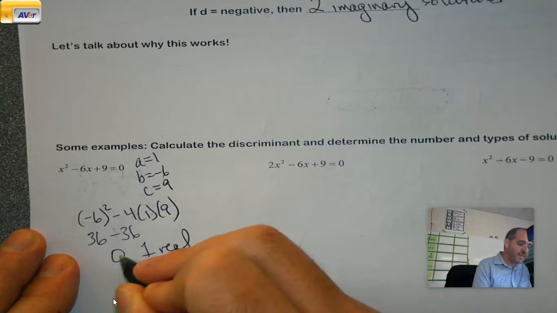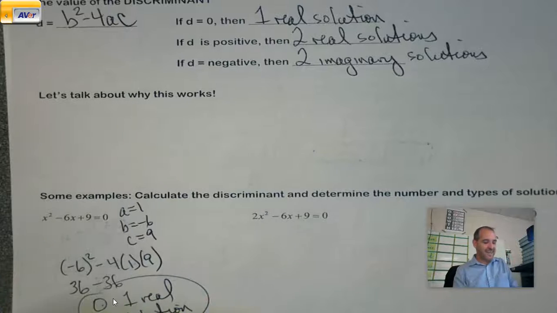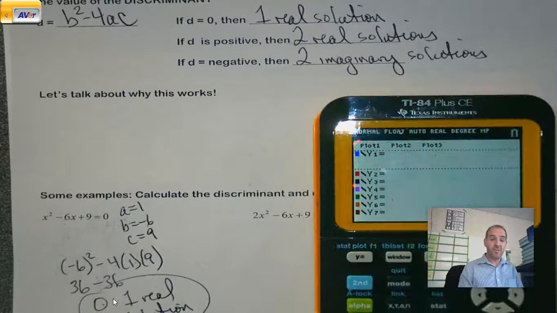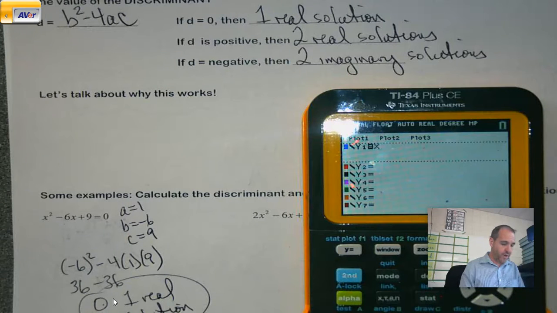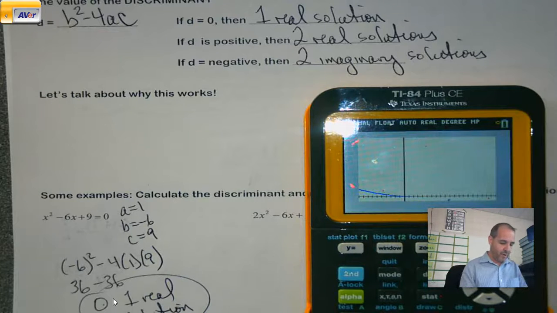So when I get 0, it means I have one real solution. But I want you to see why that is. So we're going to go to the calculator here. Do you have to do this? No, you can just kind of watch right here. But it's a nice way of double checking your work if you want. Oh, I got to set my window back.